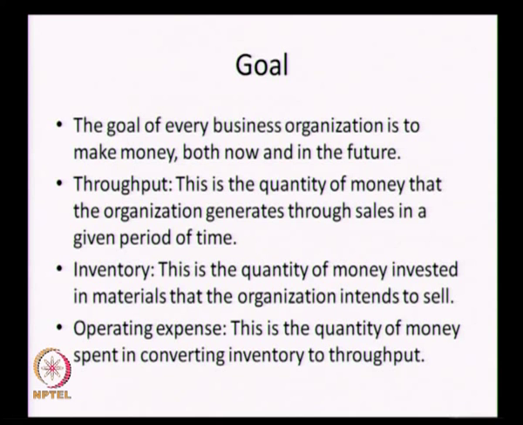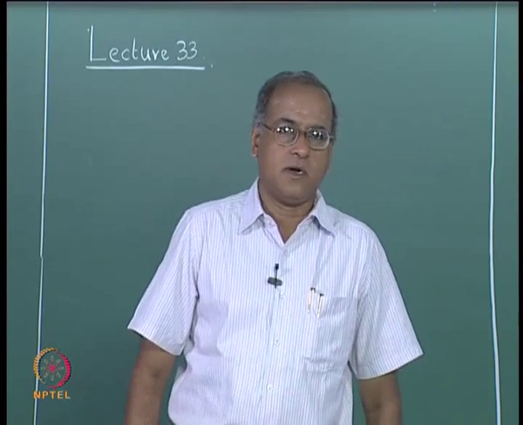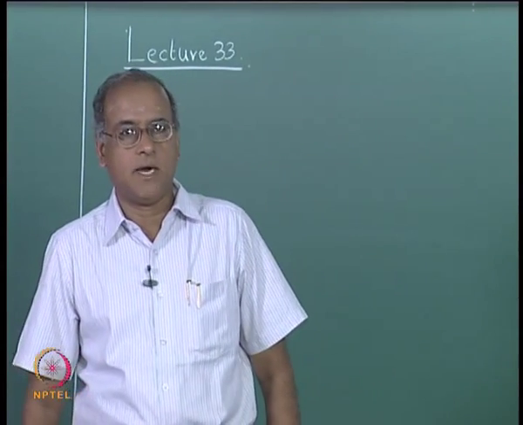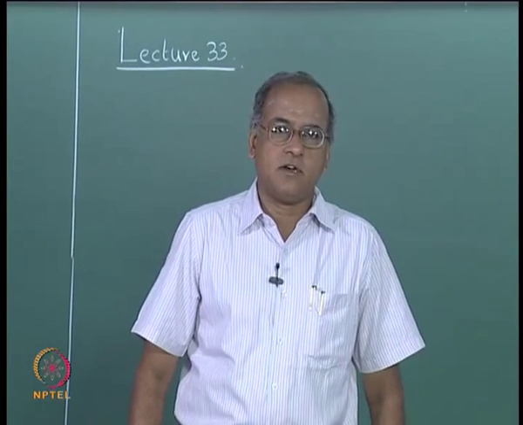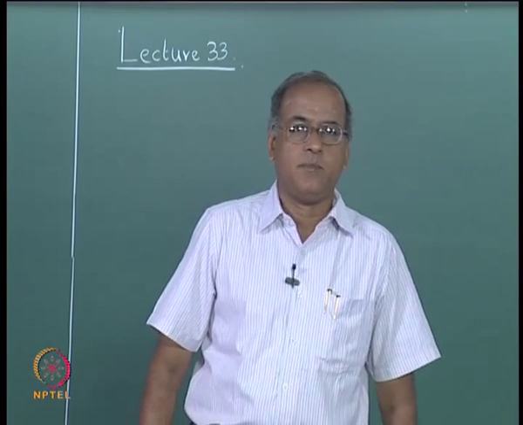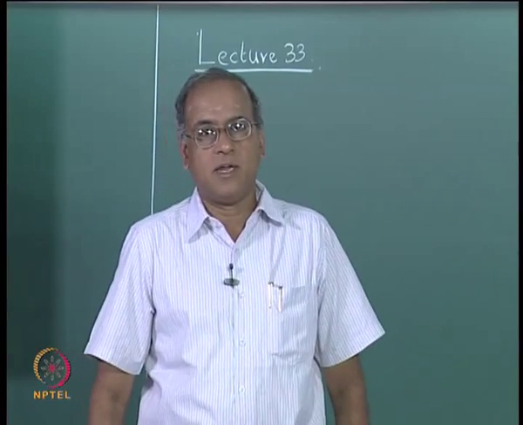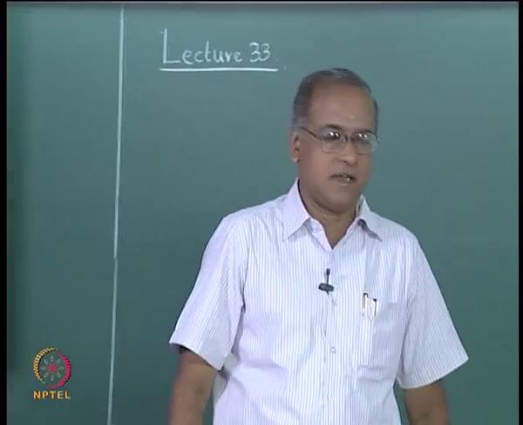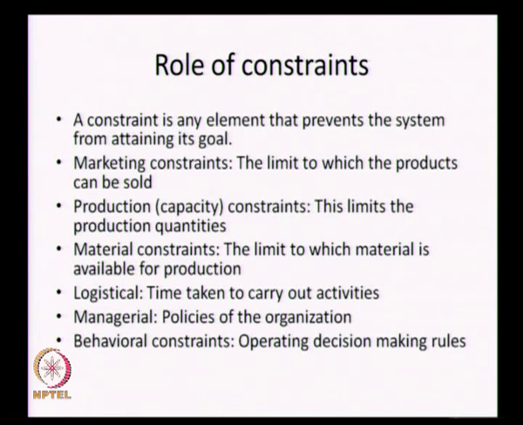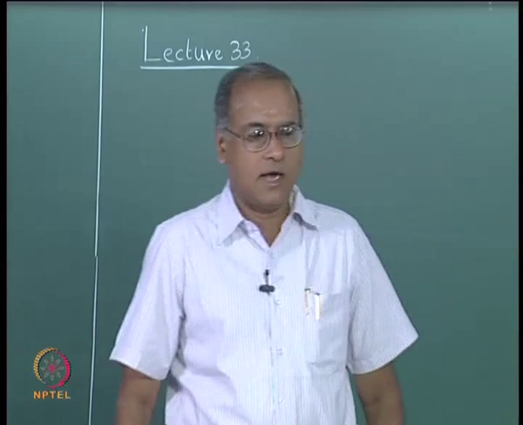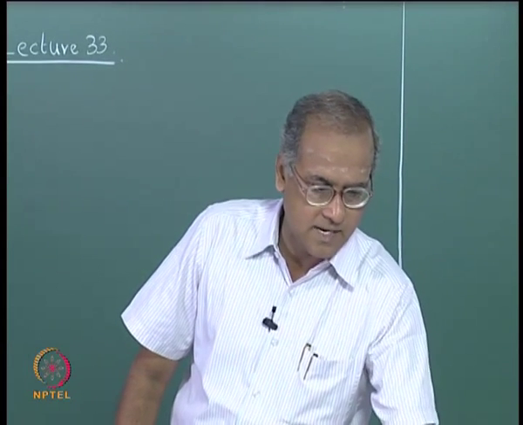We also spoke about the goal of the organization as the effort to make money both now and in future, and we discussed three parameters called throughput, inventory and operating expense. All three of them are now defined in terms of money, and also in terms of at what stage of the manufacturing the money is either spent or received. We also defined what the constraint is in the context of manufacturing, and described several types of constraints that could happen.